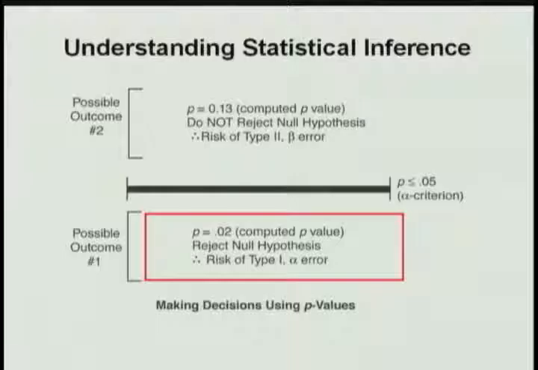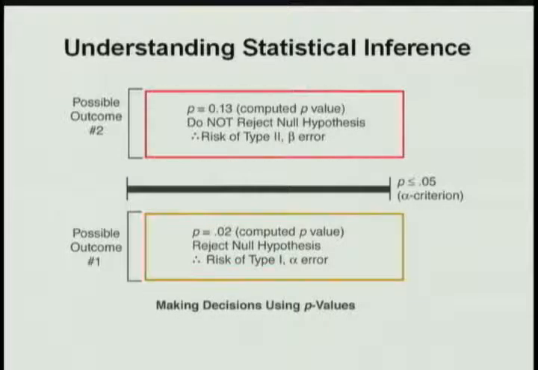But that's only one possible outcome from my research. Here's the second. This time, a different outcome. P equals 0.13. I'm now above, not below the bar. I haven't matched my criterion. What action do I take? I do not reject the null hypothesis. Please note, I do not accept the null hypothesis. I merely fail to reject it.